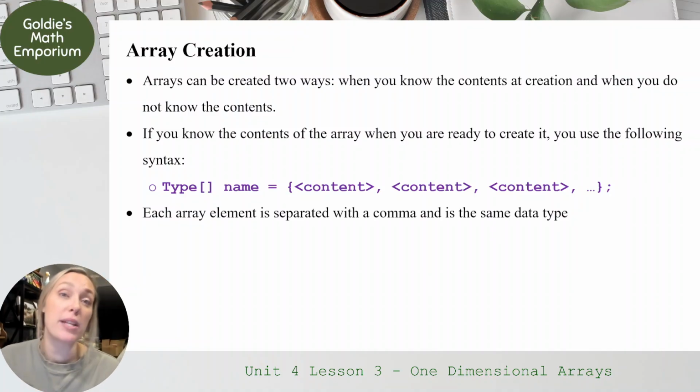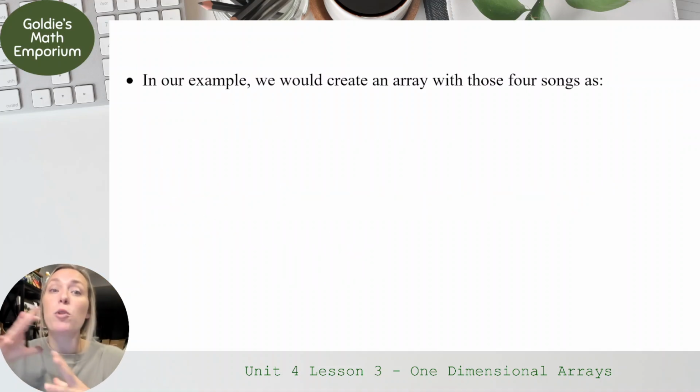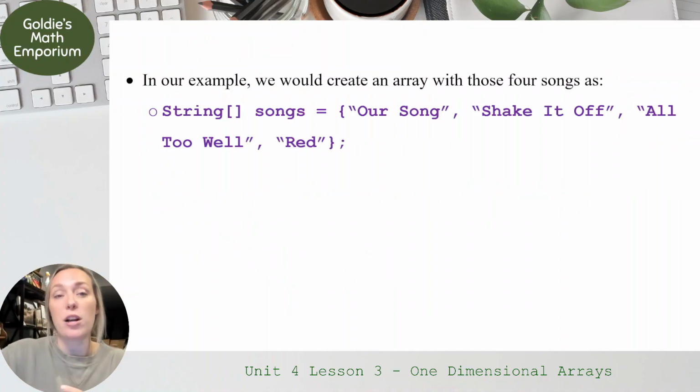Java is very strict with its data types. So if you create an array of ints, the only things allowed in that array are going to be integers. You cannot mix data types like you could in other programming languages. So in our example, we would create an array with 4 songs like this. String, open close brackets, songs equals, and then we would list our 4 songs separated by a comma, and because they're all strings, we want to put them all in quotes.